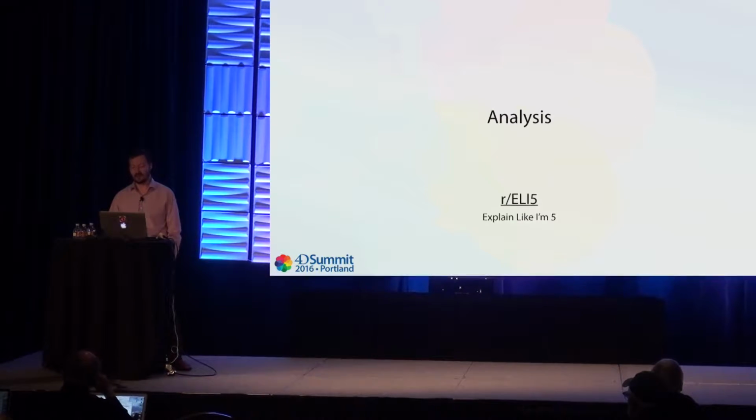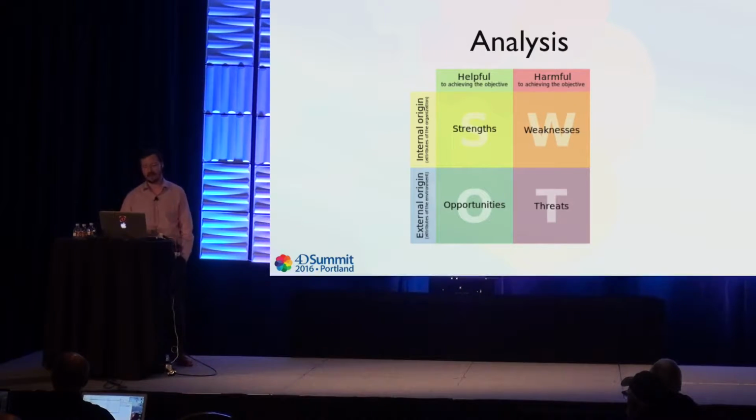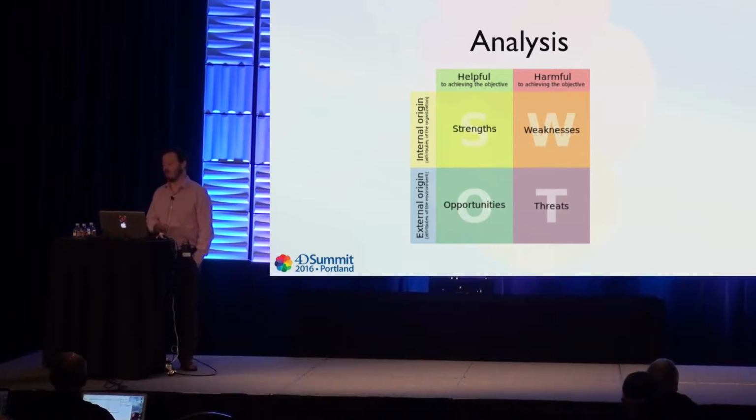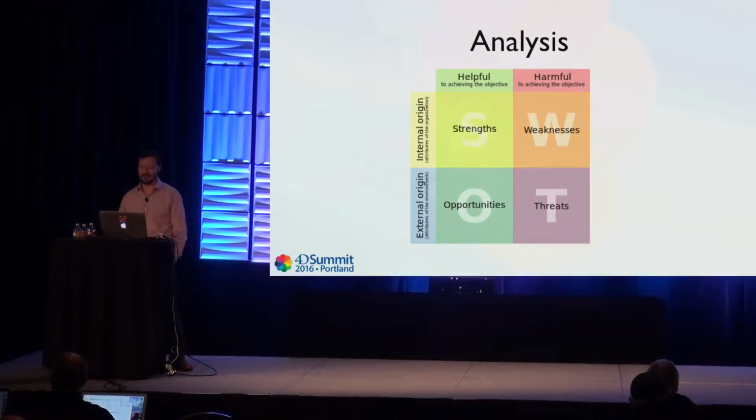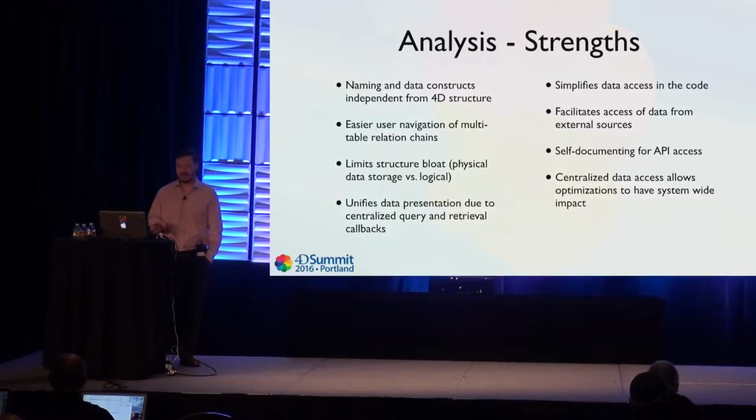For some analysis here, or as I say on Reddit, explain it like I'm 5, I'm going to leverage a project management style of approach called a SWOT chart. You look at the strengths, weaknesses, opportunities, and threats of the strategy, based on whether they're helpful or harmful, and in their origin, whether it's innately a strength of that approach or just an external benefit that opens a door for you. I'm going to try and get through all this so we can take a look at the code, so I'm going to move pretty quick.